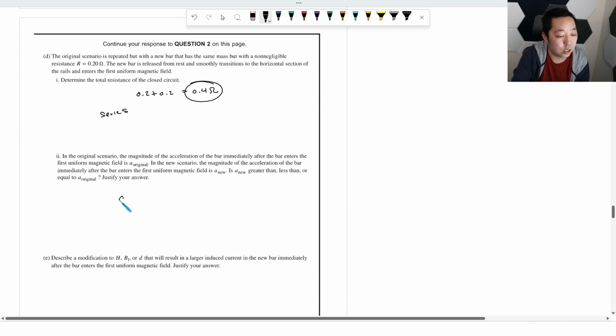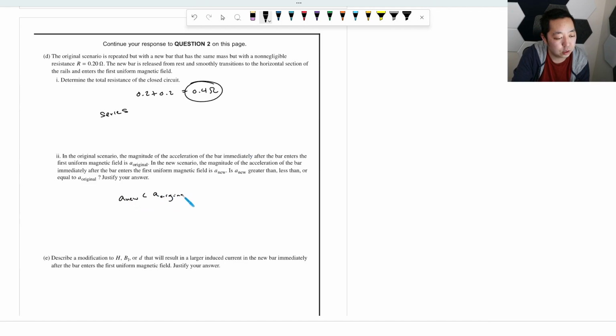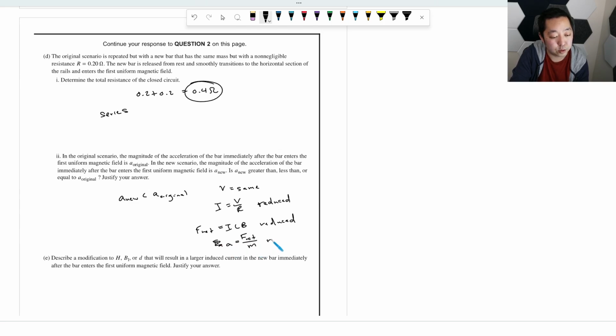So A new is going to be less than A original, because V is the same. I equals V over R is reduced. So F net equals ILB is reduced. And therefore, A equals F net over M is reduced as well.